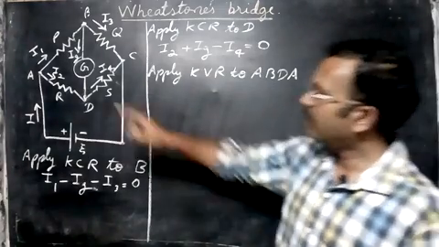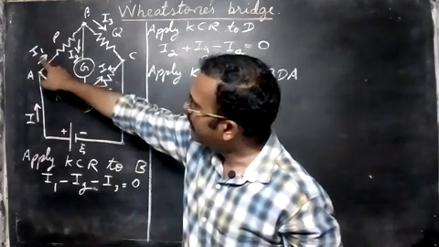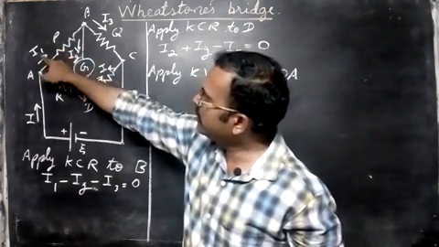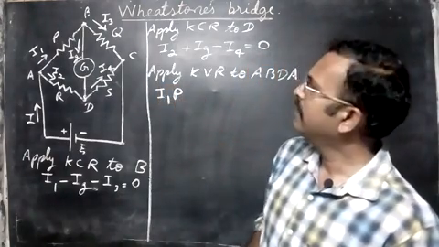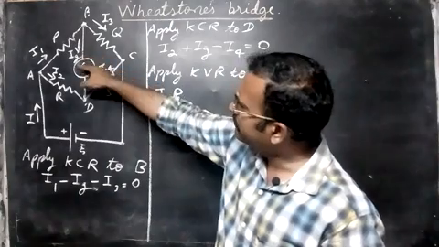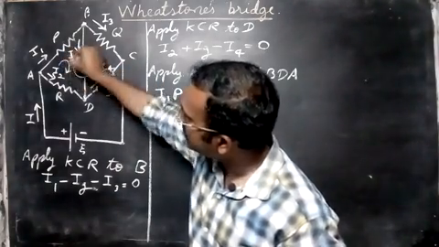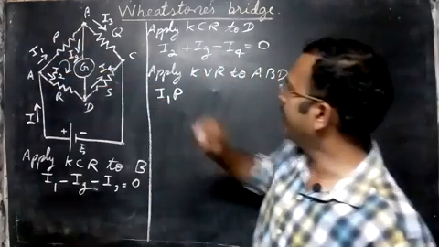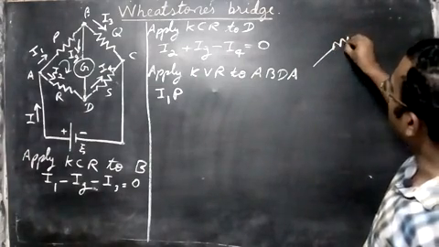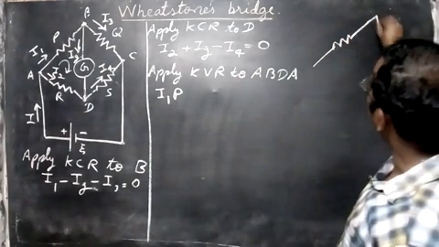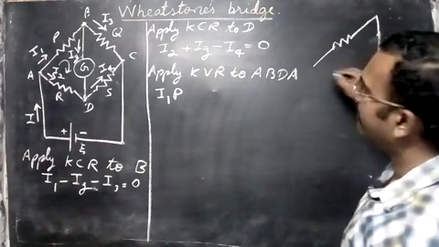Now I'll take this loop here, A, B, D, A. First we'll take this one: current into the resistance, I1 into P. So we have here I1 P. And then this one, IG. I'm going in the clockwise direction in this loop here. I'll just draw it here itself for us to understand. I'll draw it outside, then we can erase it out. It's more clear this way.